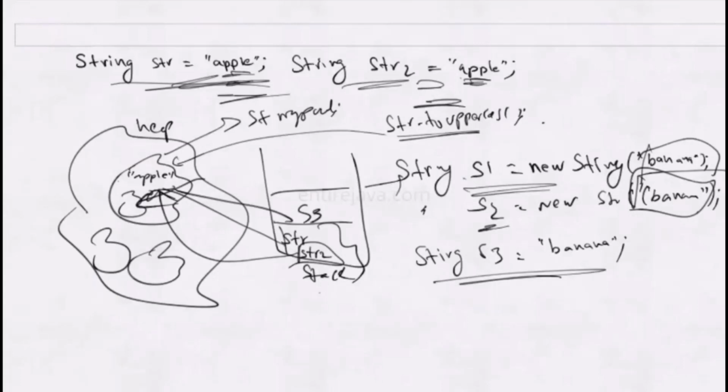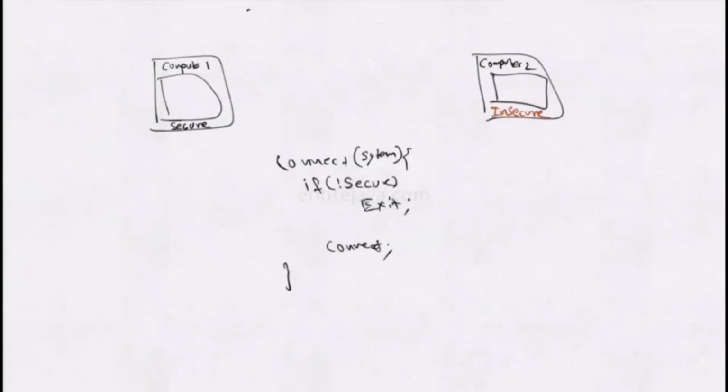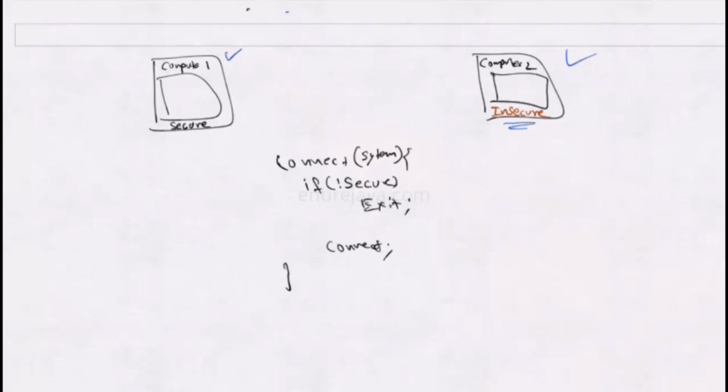Let's go back to our program. But before that, let me just show you one of the security threats, had it been the case that string is mutable. Let's say you have two computers. Computer 1 is authentic and computer 2 is insecure. It has some malicious software in it, and you don't want to access that machine from your program.